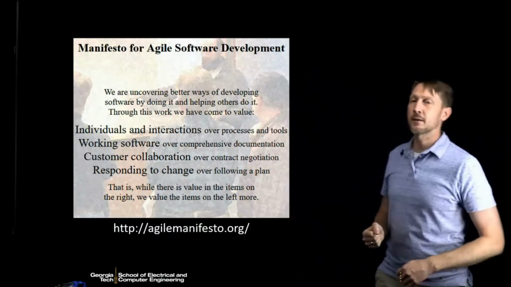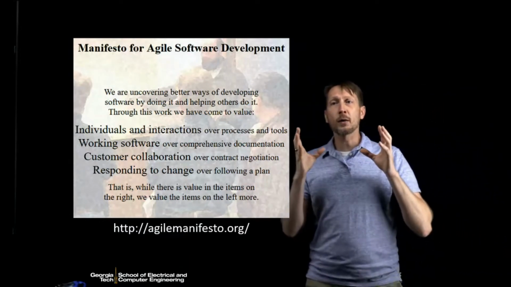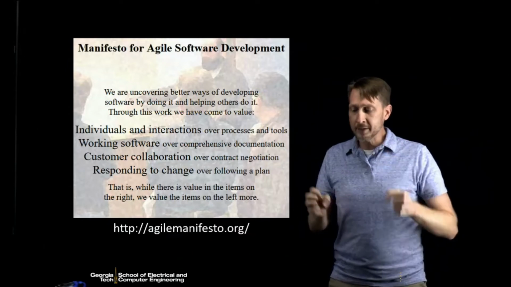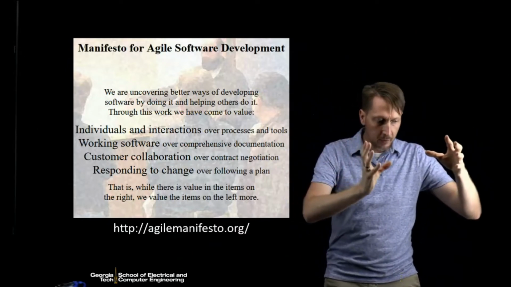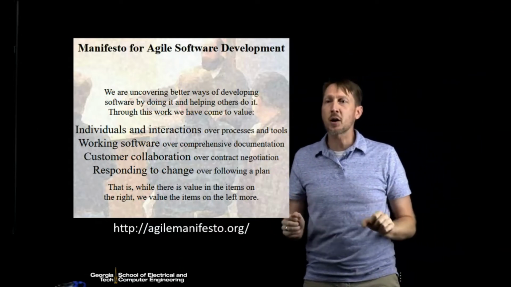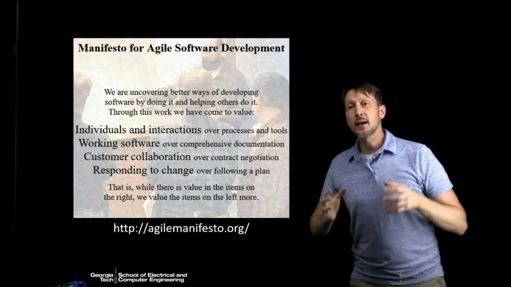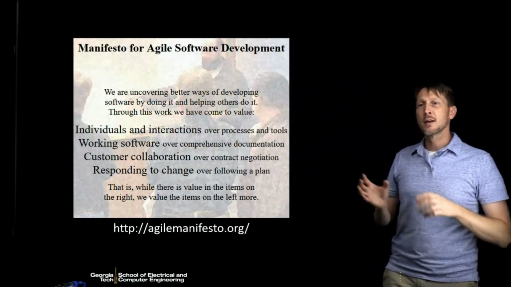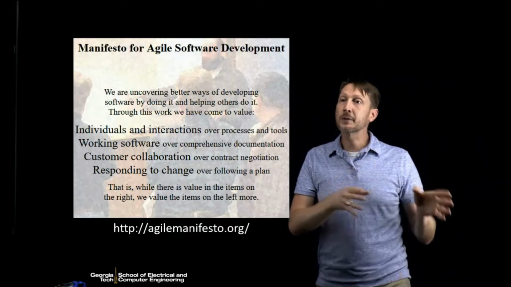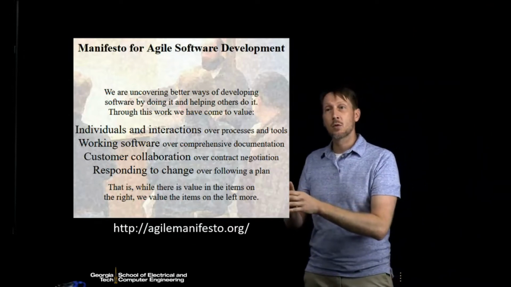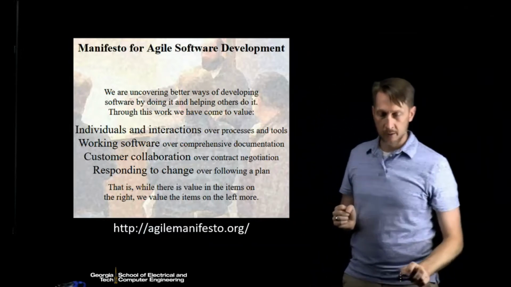over following a plan. The waterfall method was very rigid. It was all based on requirements and contract negotiations. And once the process was flowing, if anything changed, it was very hard to change anything. So the Agile process was developed in order to break that gridlock. Now, it's saying that the right-hand items were needed, but the left-hand items were more valuable, and they wanted to focus on the things on that side of the screen.